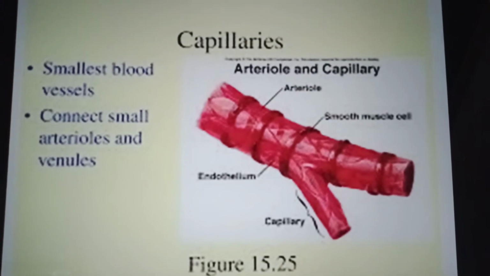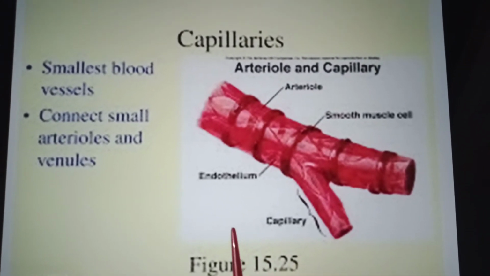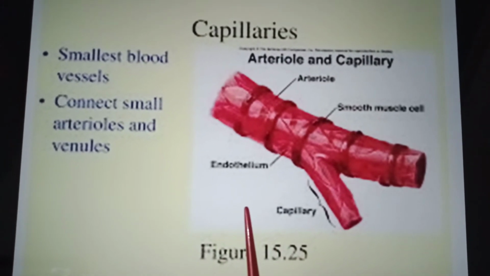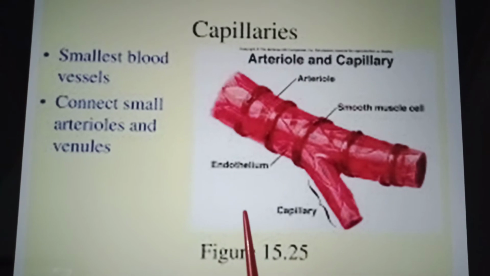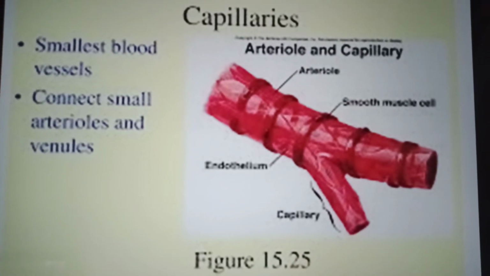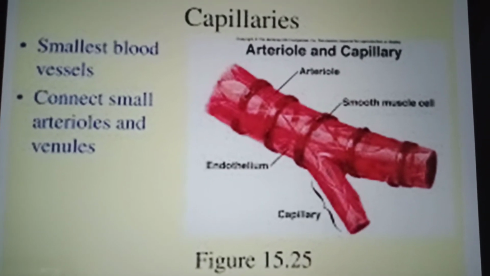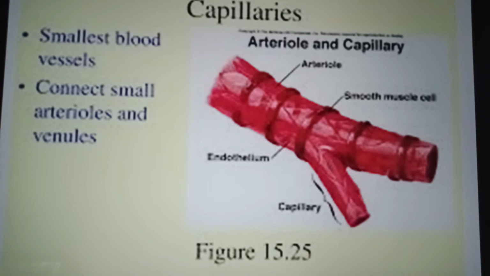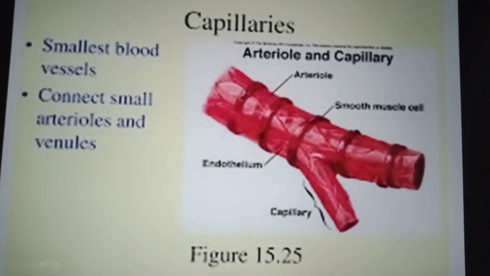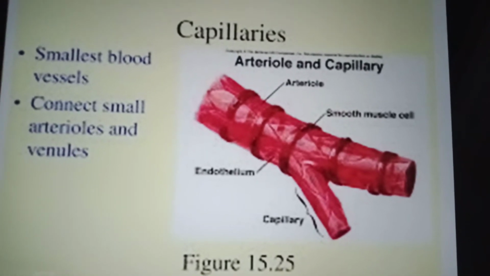The walls of the capillaries are composed of only a single layer of cells called endothelium. This layer is so thin that molecules of digested food, oxygen and water can pass through it and enter tissue fluid. Waste products such as carbon dioxide and urea can diffuse from tissue fluid into blood.